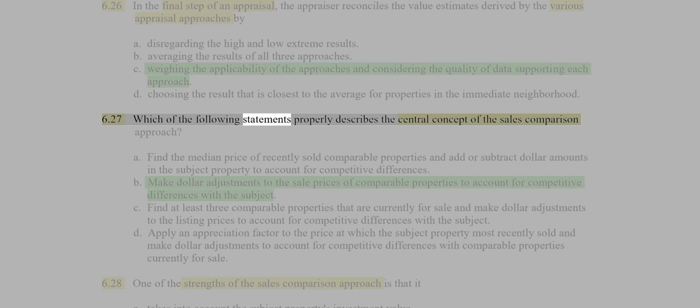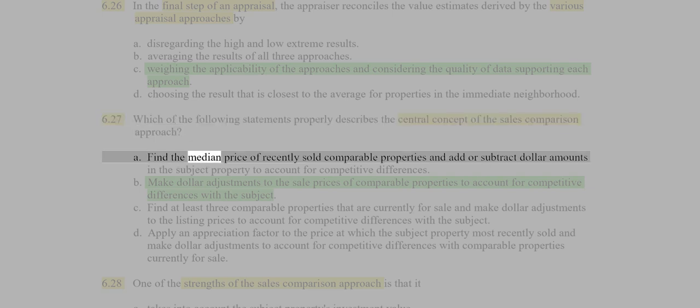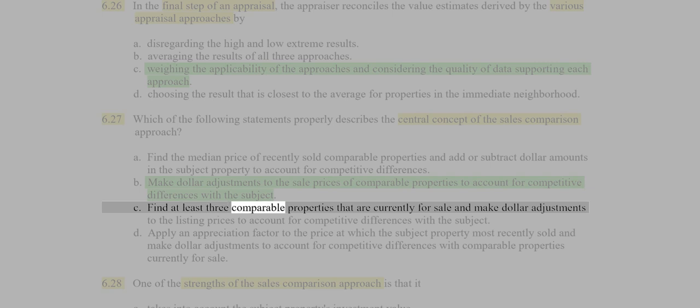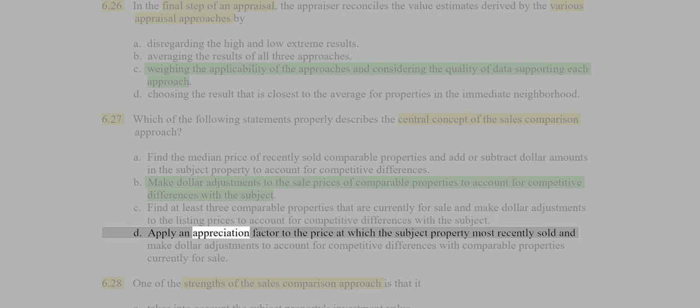6.27 Which of the following statements properly describes the central concept of the sales comparison approach? A. Find the median price of recently sold comparable properties and add or subtract dollar amounts in the subject property to account for competitive differences. B. Make dollar adjustments to the sale prices of comparable properties to account for competitive differences with the subject. C. Find at least 3 comparable properties that are currently for sale and make dollar adjustments to the listing prices to account for competitive differences with the subject. D. Apply an appreciation factor to the price at which the subject property most recently sold and make dollar adjustments to account for competitive differences with comparable properties currently for sale.